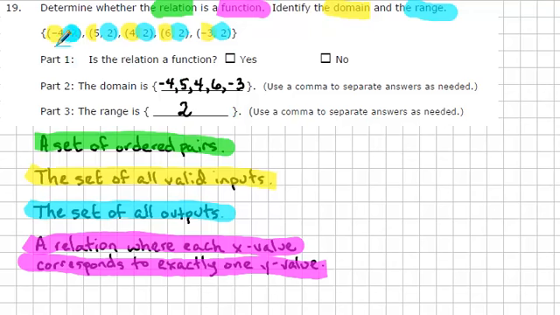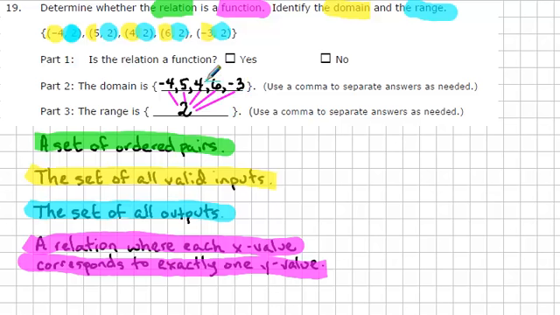Okay, so to determine whether this relation is a function or not, we want to go one ordered pair at a time. First of all, we have (-4, 2). So we find -4 in the domain, and we see that it corresponds with 2. When we go to the next ordered pair, we have (5, 2). So 5 corresponds with 2. The next ordered pair is (4, 2). So 4 corresponds with 2. The next ordered pair is (6, 2). 6 corresponds to 2. And finally, our last ordered pair, -3, corresponds with 2.